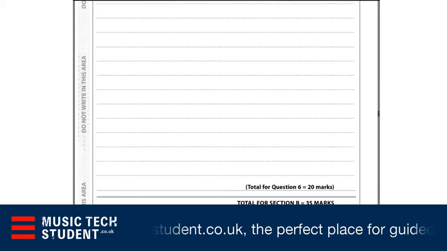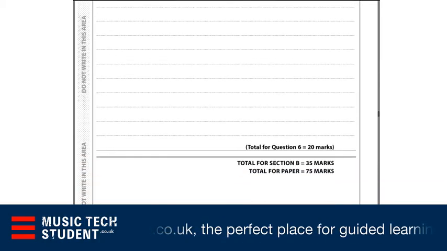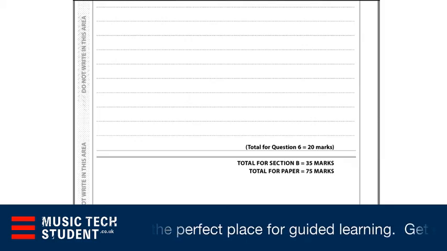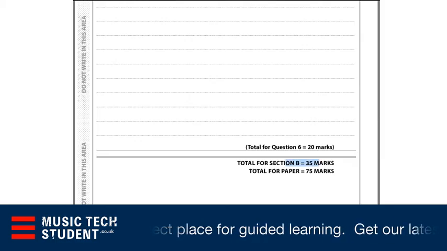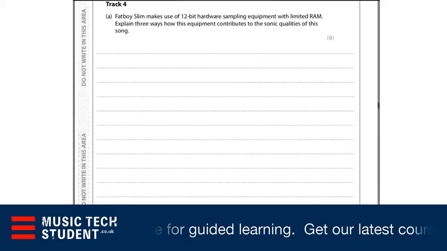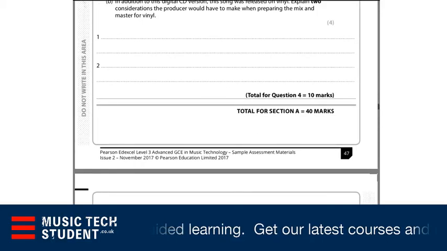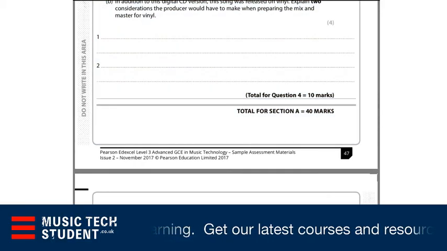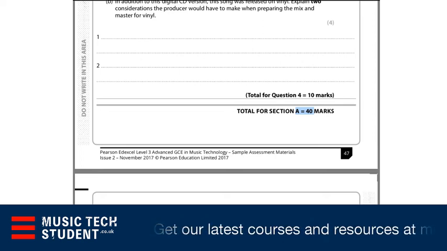So let's talk about structuring. You know now that you have 6 questions. You know exactly how much they're worth. Section B was worth 35 marks. Section A, if we scroll back to section A, was worth 40 marks. And your mission is to structure it so that you spend the appropriate amount of time on each.